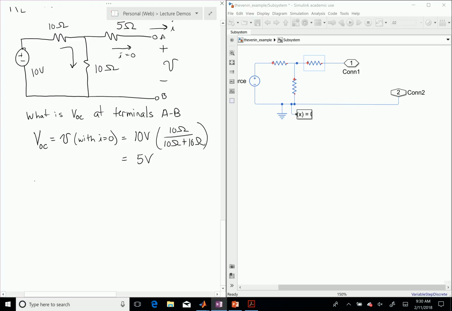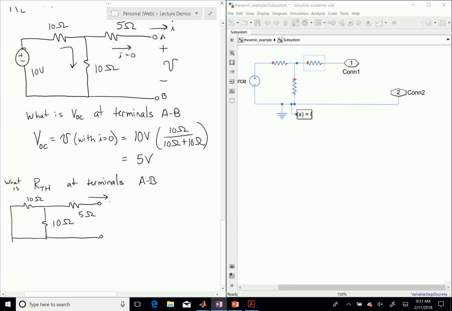Now I need to find the R Thevenin. So what is R Thevenin at terminals A, B? This basically says, what resistance does this current here flow through? In that case, I need to shut off the 10-volt source, and I see that I have 10 ohms, 10 ohms, the 10-volt source is shut off, and then I have 5 ohms.